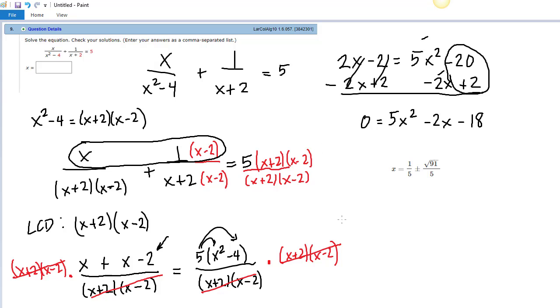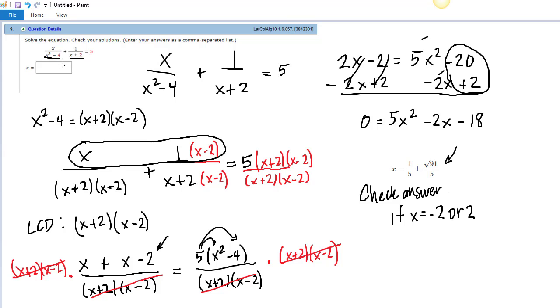And then the final thing we need to do here is check our answer. And when I say check the answer, in this case I just need to make sure that I don't have solutions that make the denominator 0. So what things make the denominators 0? It looks like if x is negative 2 or 2, we've got problems. And since we don't have negative 2 or 2 for a solution, then we're okay.